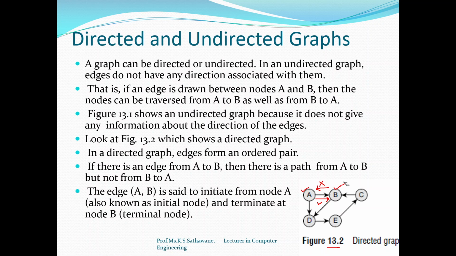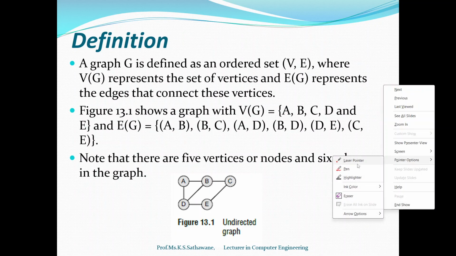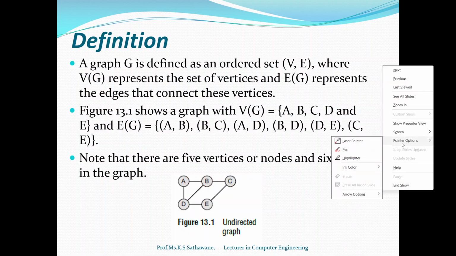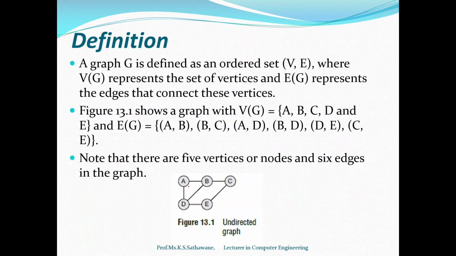Now graph is broadly classified into two types, directed graph and undirected graph. A graph can be directed or undirected. In an undirected graph, edges do not have any direction associated with it. If you see the previous figure, you can see that this edge doesn't have any direction given. It's a plain edge. It means no direction is given, so you can traverse from A to B and you can also traverse from B to A. So it is a bidirectional traversal. So it is an undirected graph.